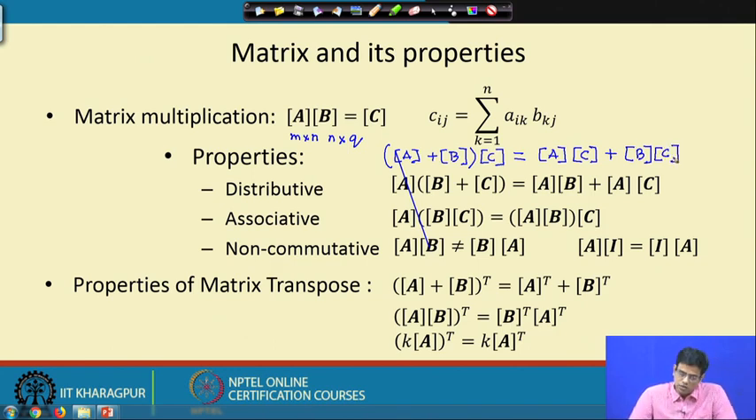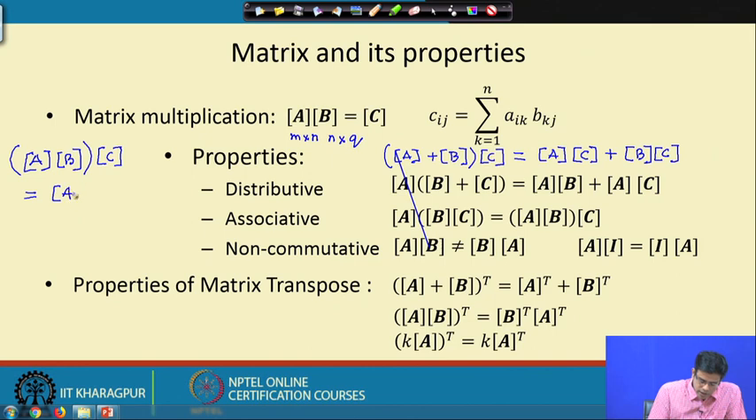Then the second property is associativity. So if I pre-multiply matrix A with the product of matrices B and C, then that will be equal to first multiplying A with B and then post multiplying the product with C. Similarly, I can write it as the product AB with matrix C, so this I can write in this way. This property is known as associativity.